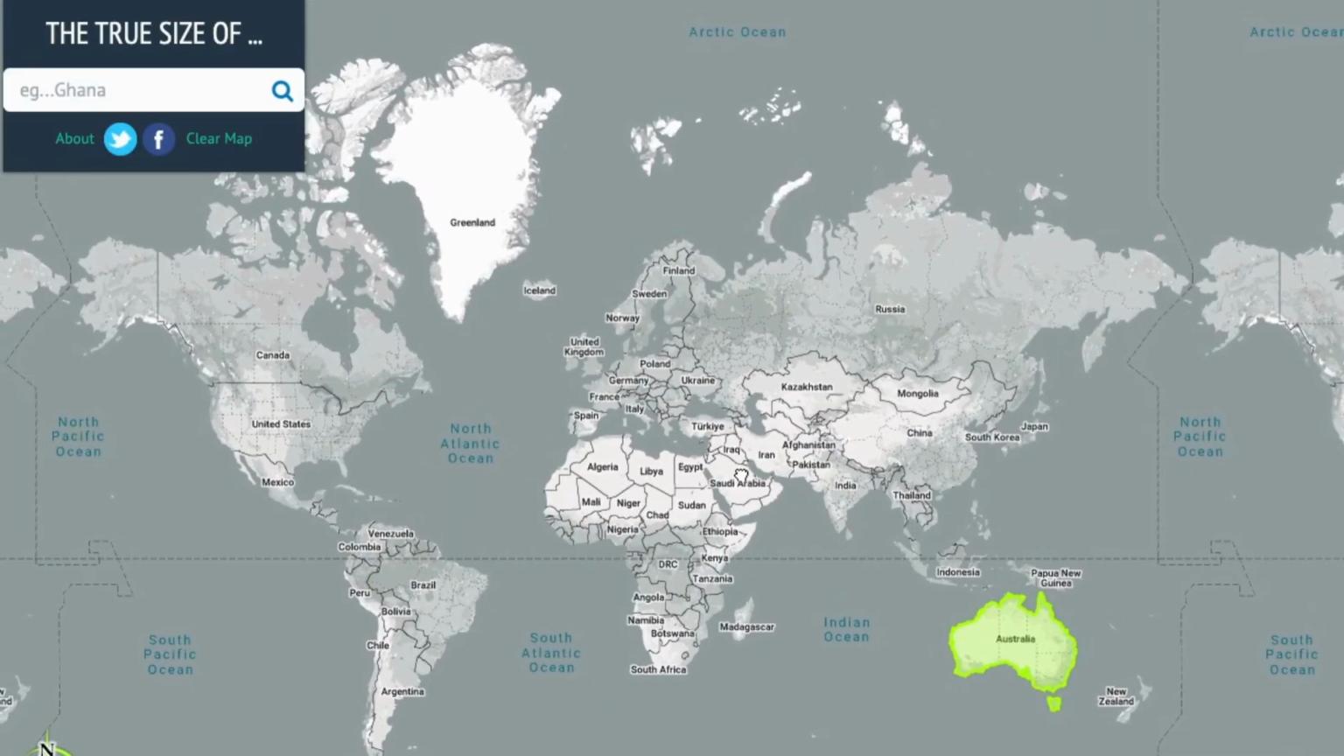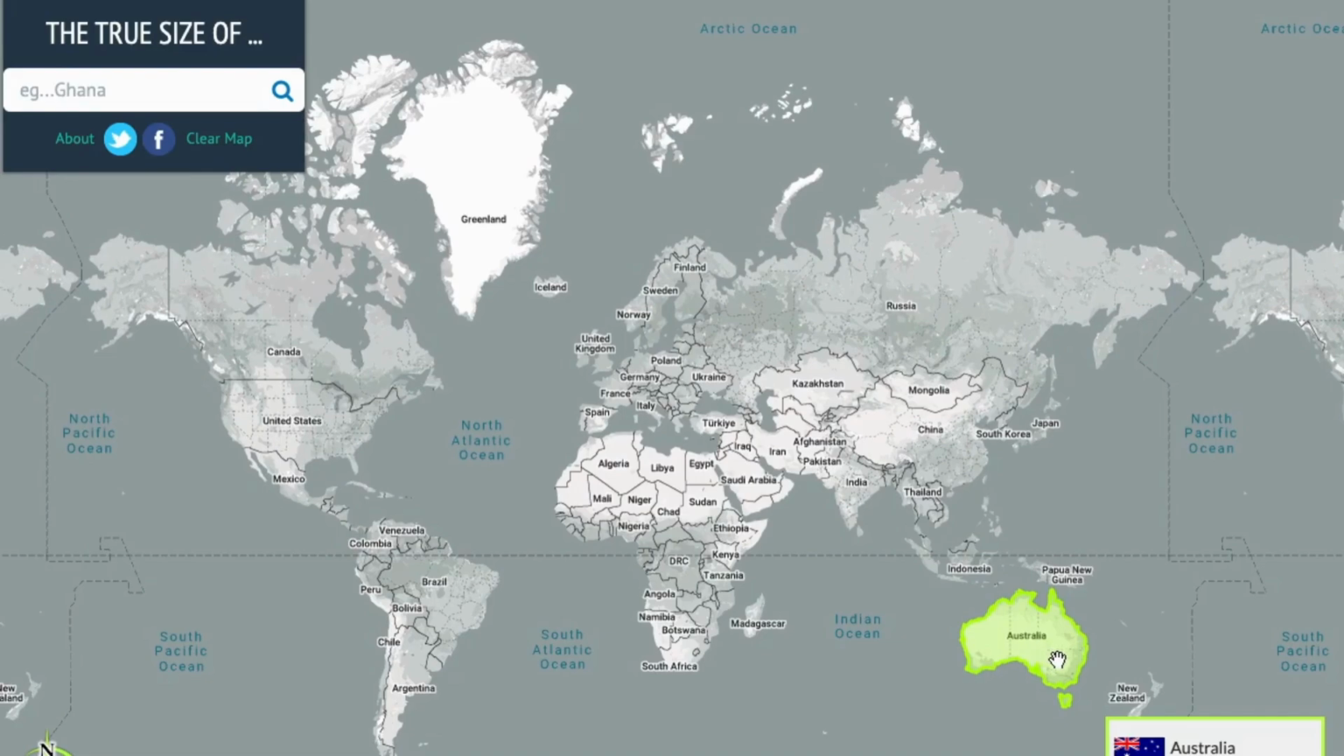Up next is Australia. This is a massive country, but it's still underrated on most maps. If we move it north to compare it to Europe, you can see it can cover the majority of it. For a quick comparison, there are about 28 million people living in Australia and 742 million people living in Europe.